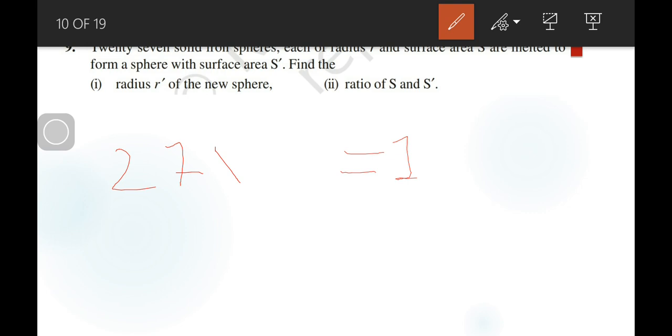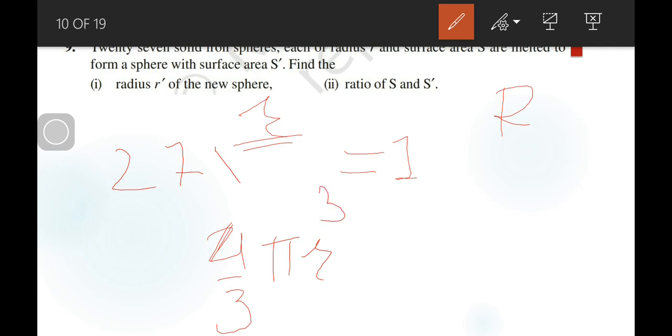तो यहाँ पे जो 27 स्पीयर दिए गए, उसको पिघला के उसमें से एक बड़ा स्पीयर बनाया गया है. मानो कि यहाँ पे जो छोटे स्मॉल स्पीयर हैं उनकी रेडियस r है और यह जो बड़ा स्पीयर है उसकी रेडियस कैपिटल R है. तो यहाँ पे स्मॉल स्पीयर का वॉल्यूम क्या होता है? 4/3 पाई r क्यूब, और यहाँ पे इसका वॉल्यूम क्या आएगा? 4/3 पाई कैपिटल R क्यूब.